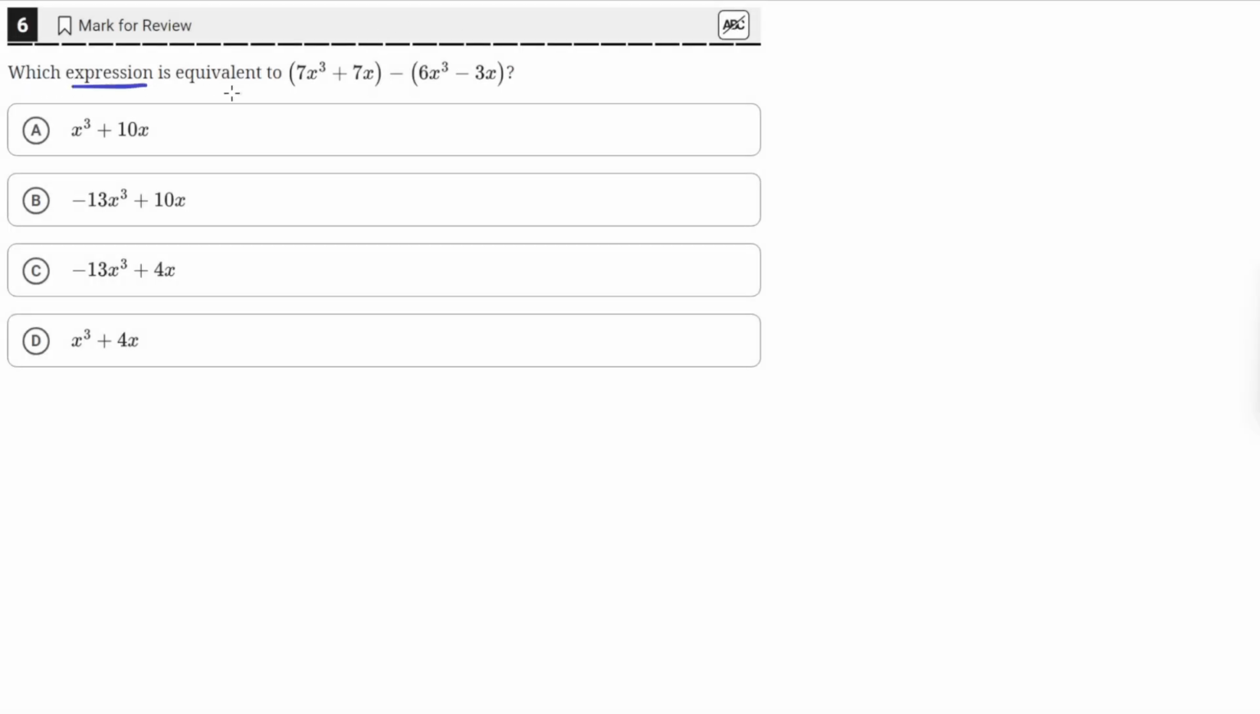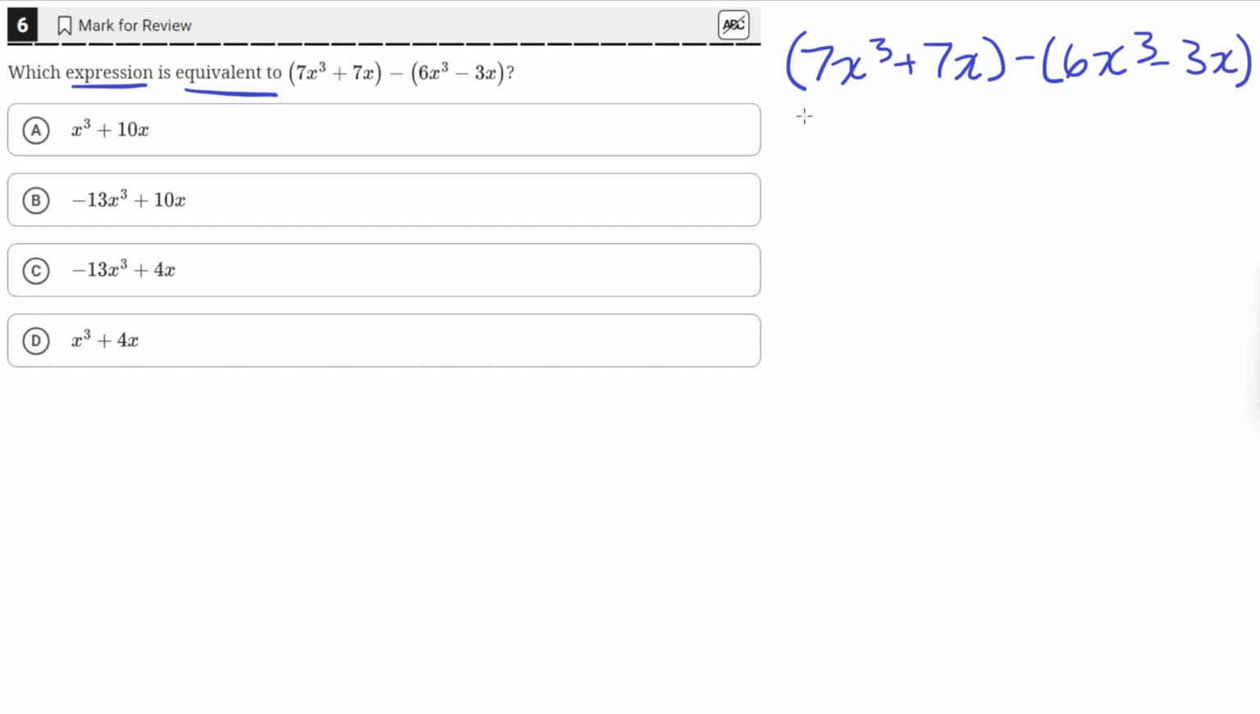Which expression is equivalent to 7x cubed plus 7x minus 6x cubed minus 3x? So this is just a combine like terms problem, and so let's rewrite the problem here. So we have 7x cubed plus 7x minus 6x cubed minus 3x. Okay, so the first thing is let's get rid of the parentheses.